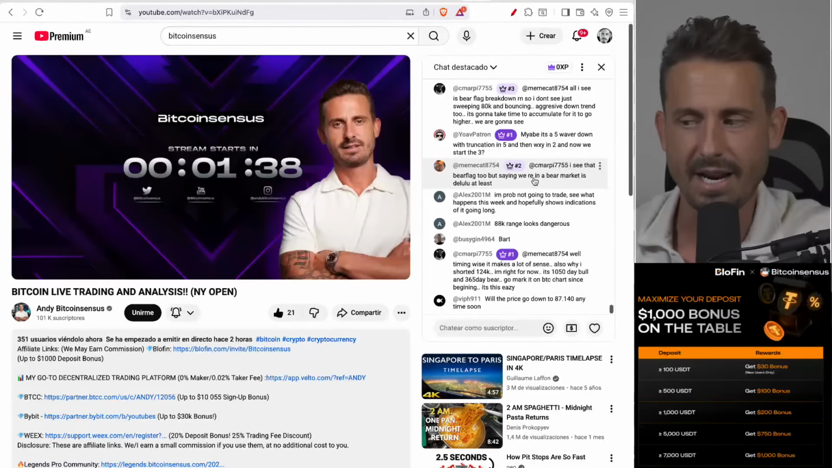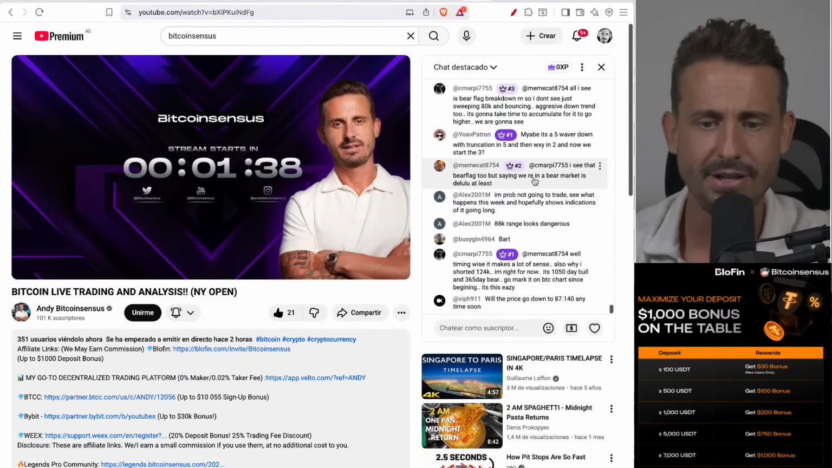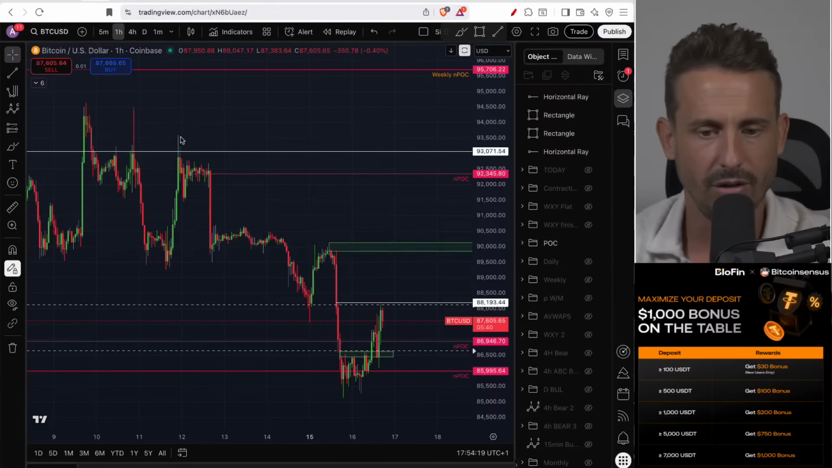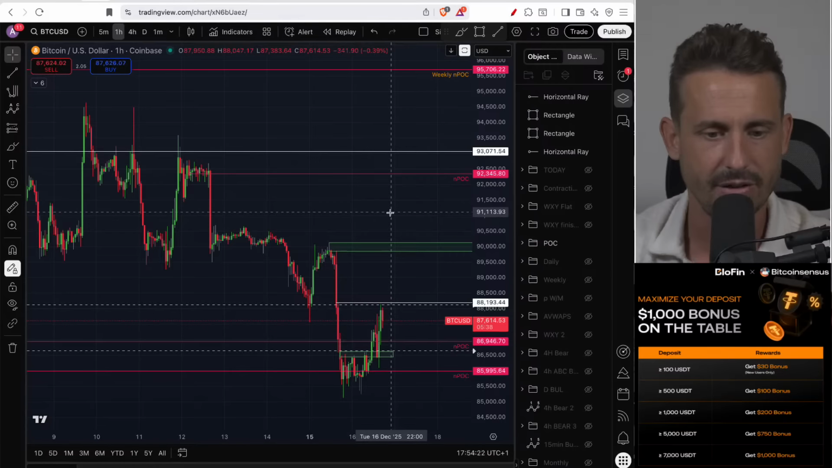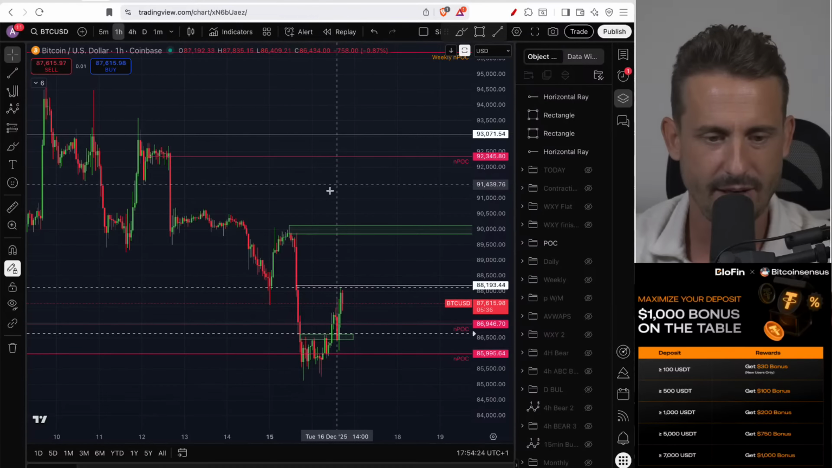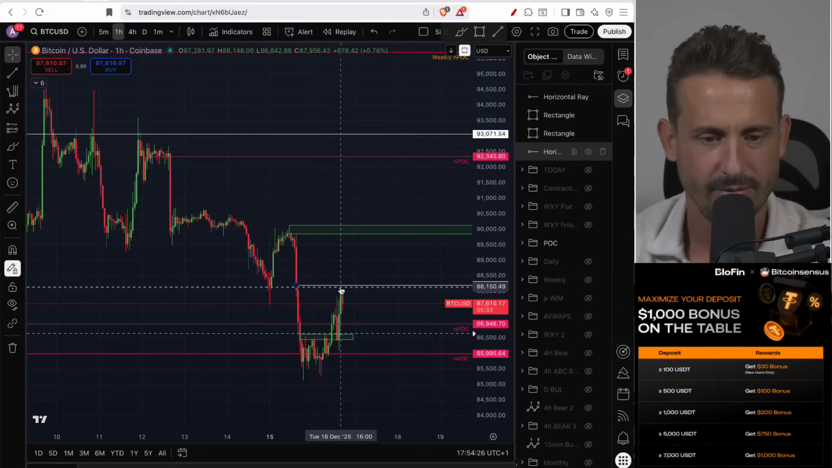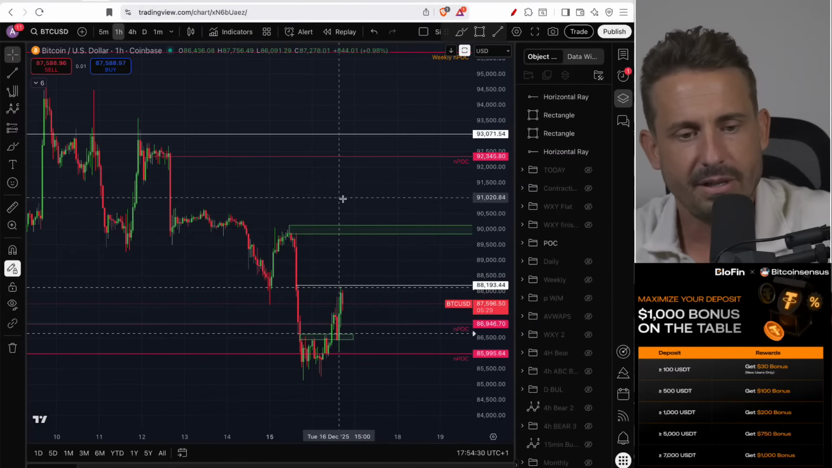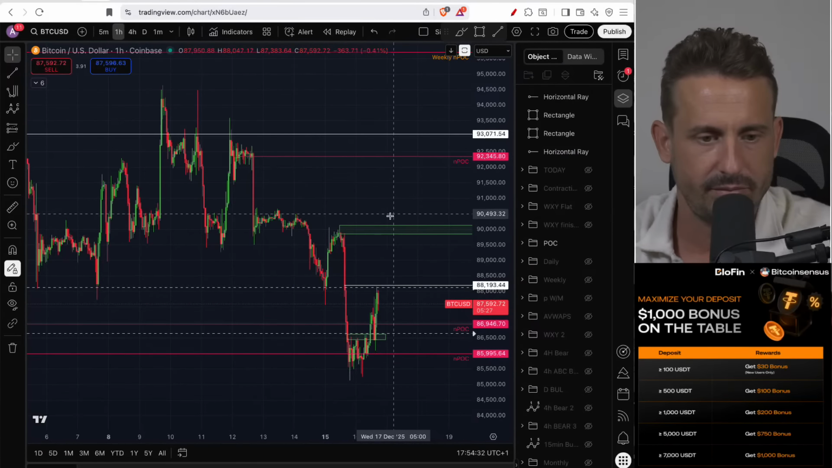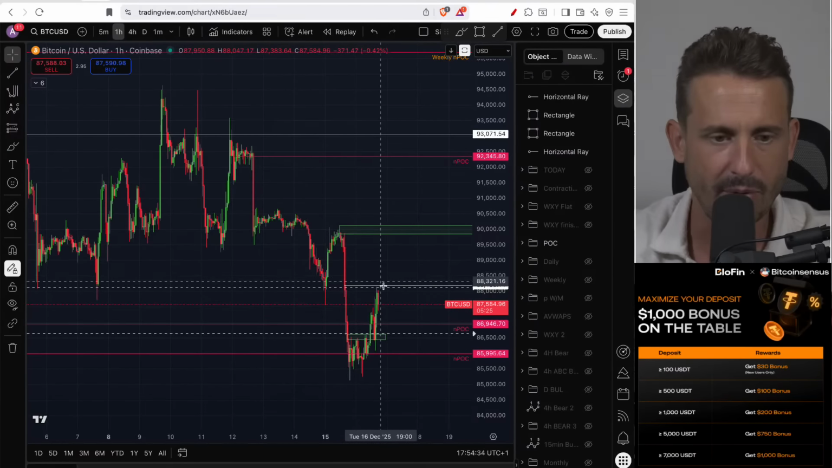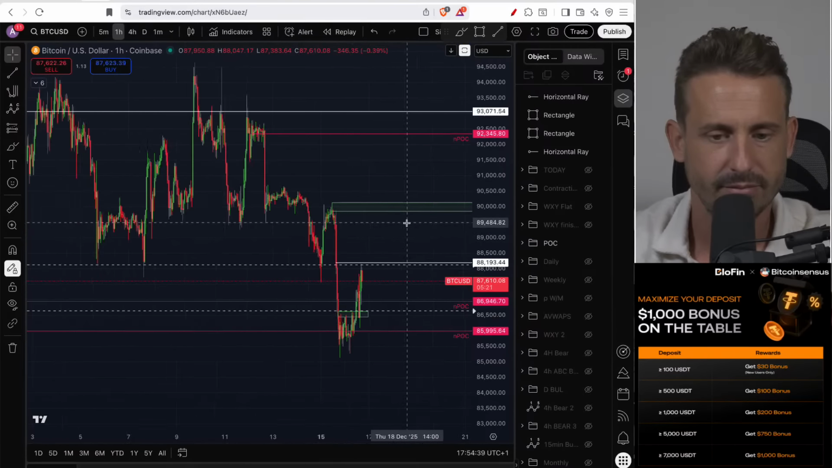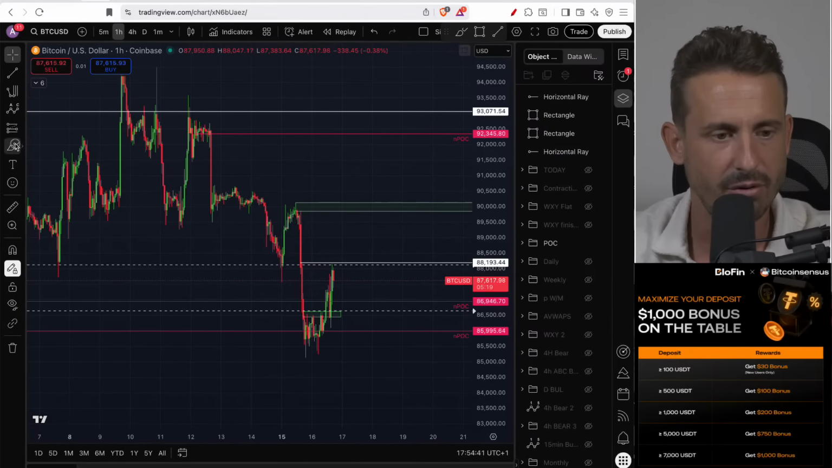88k range looks dangerous. It does indeed. Yeah, exactly. But it's a failure point as well. It is a failure point. The price either breaks out or rejects, right? It's a breakout zone or rejection zone.